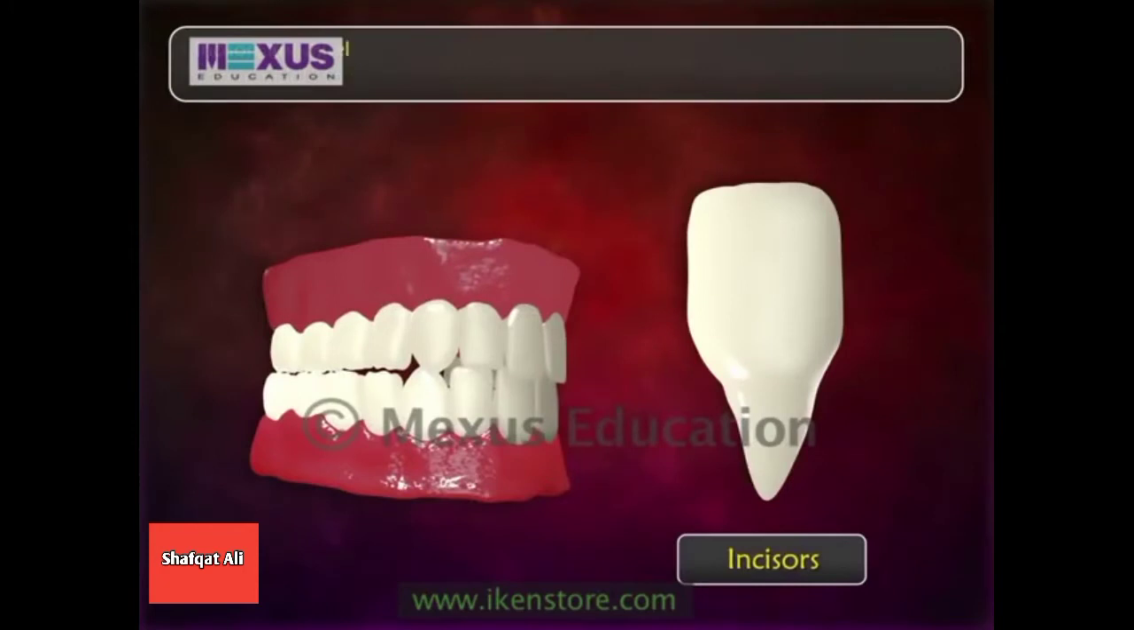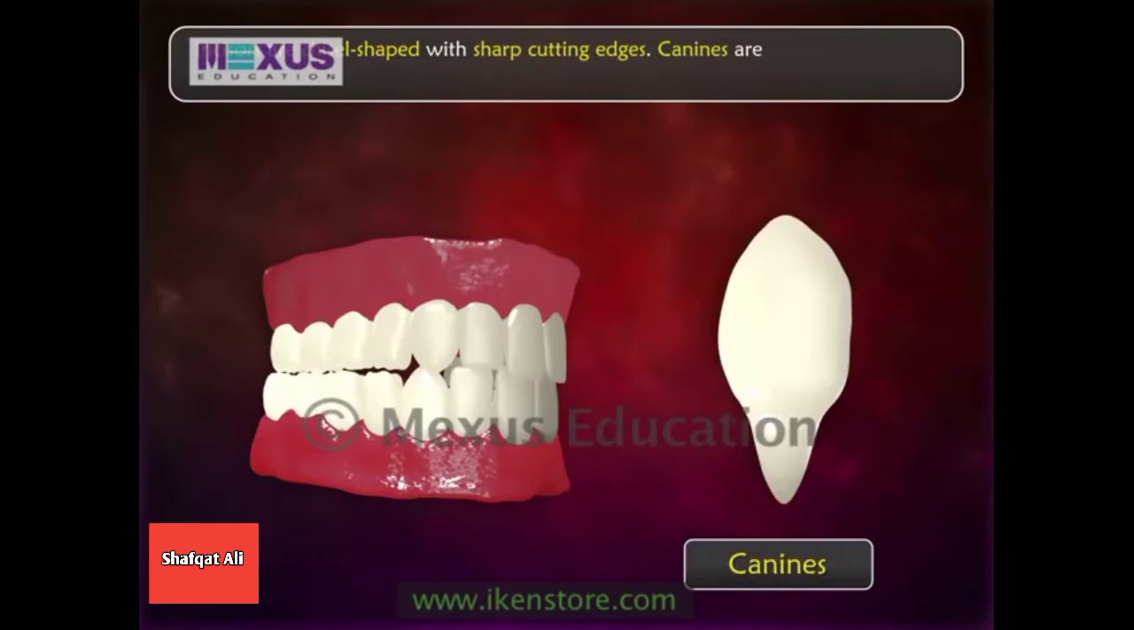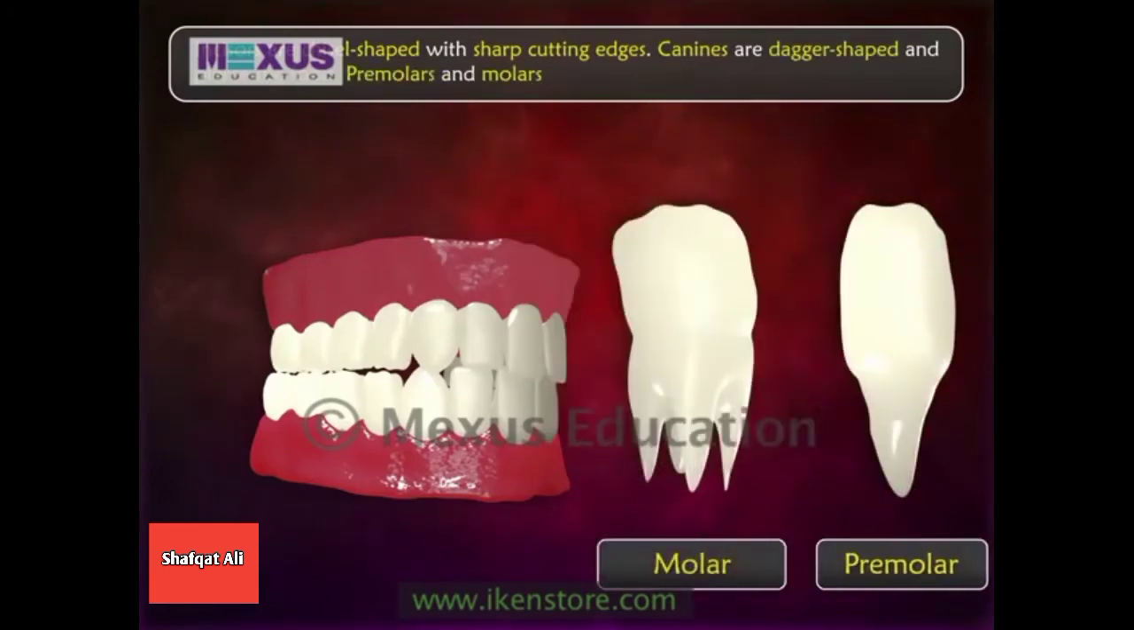Incisors are chisel-shaped with sharp cutting edges. Canines are dagger-shaped and pierce the food. Premolars and molars are broad, strong crushing teeth.